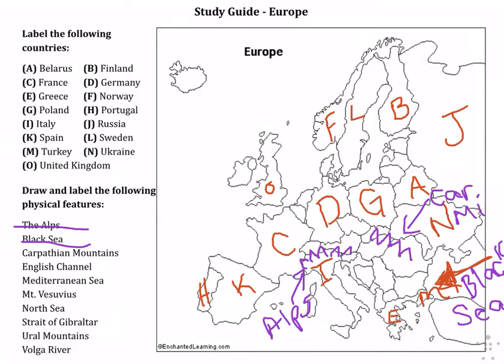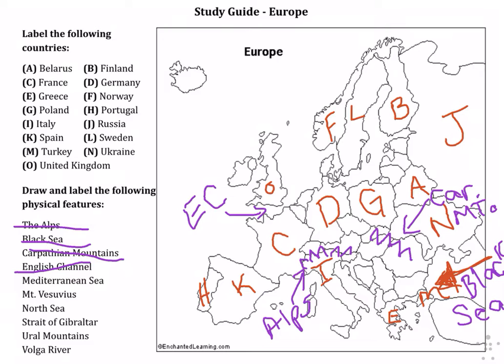Carpathian Mountains. The English Channel is in between England, or the UK, and also we have France, so it's in between here. That is the English Channel. I'm just going to put EC on my study guide, but please write English Channel on yours for your test tomorrow.